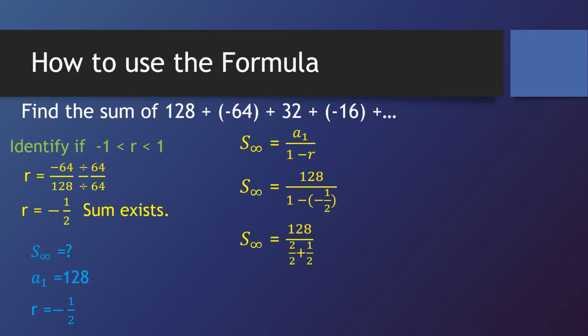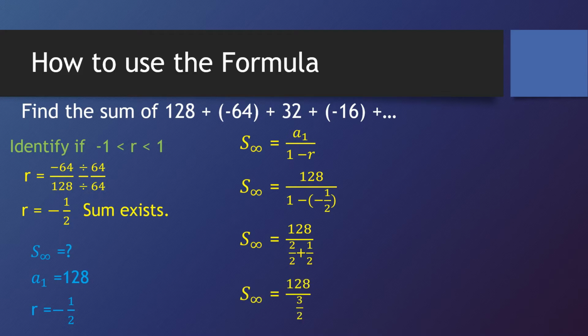Solving for this, we will have s sub infinity is equal to 128 all over 2 over 2 plus 1/2. What happened here is that we rename 1 as 2 over 2 so that it will become a fraction. At the same time, it has the same denominator as 1/2. Then you change the sign of the subtrahend, proceed to addition. That's why instead of subtraction, you now have 2 over 2 plus 1/2.